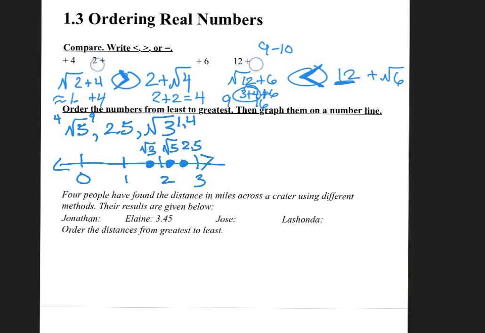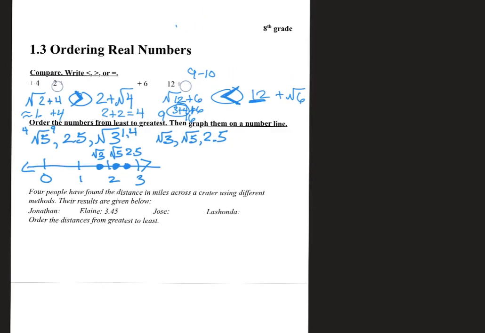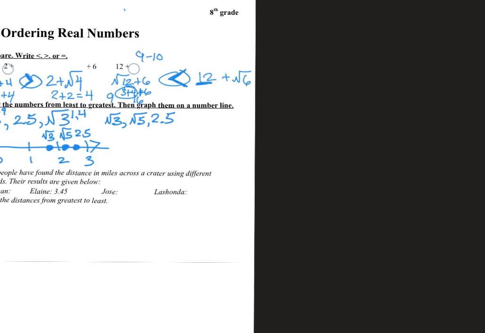Okay, so now we know in order we're going to have square root of 3, square root of 5, and 2.5. So we're going to order those without calculators. We're going to do them using a number line. I'm going to do my next set over here. You have pi squared, you have 10, and you have the square root of 75.